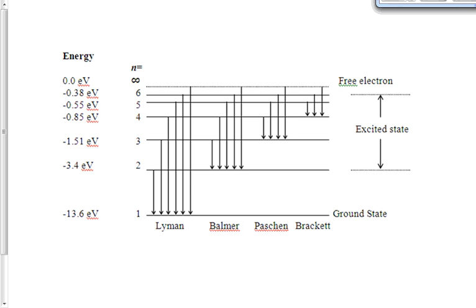What you see now in front of you is what we call an electron level diagram. This shows us a number of things, including the different levels that the electrons can exist on. This is the ground state down here. We say it's the first level. The nucleus would be down here somewhere.